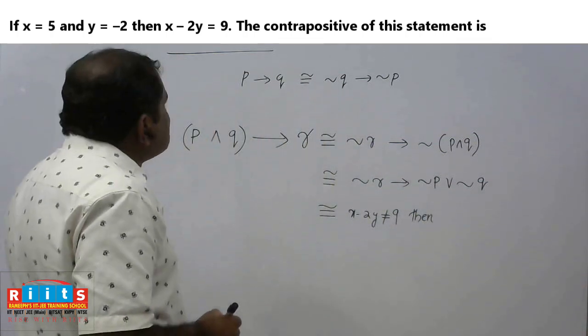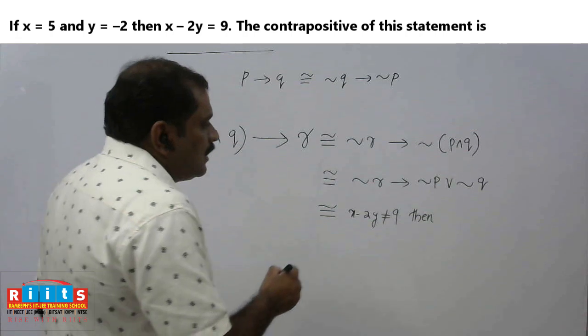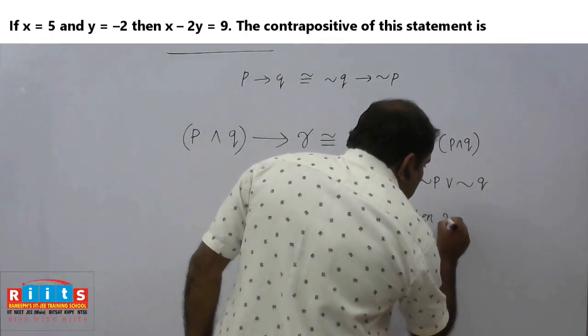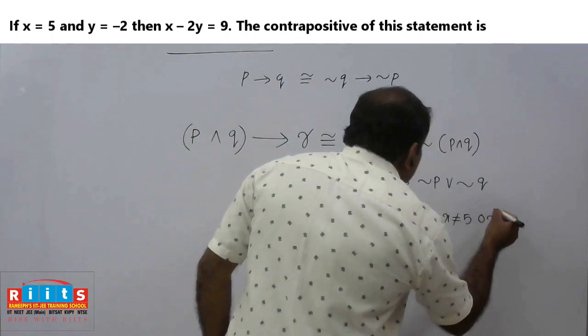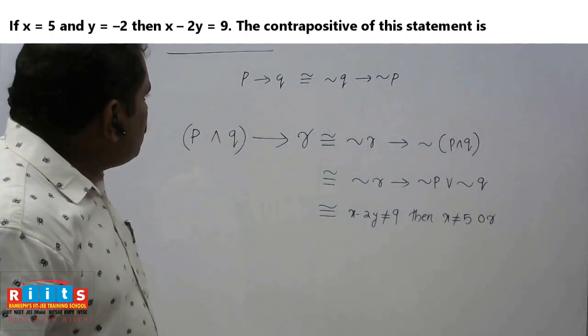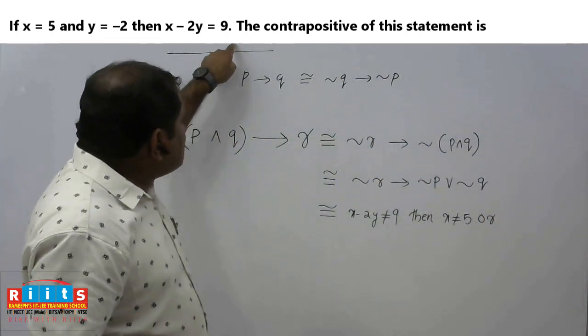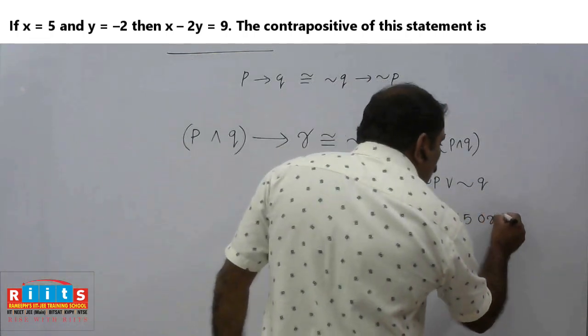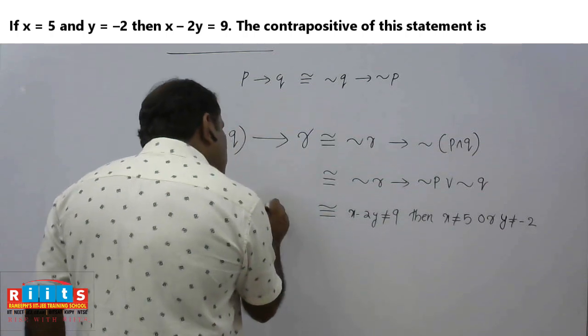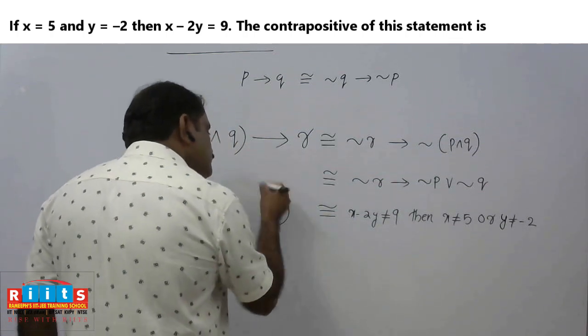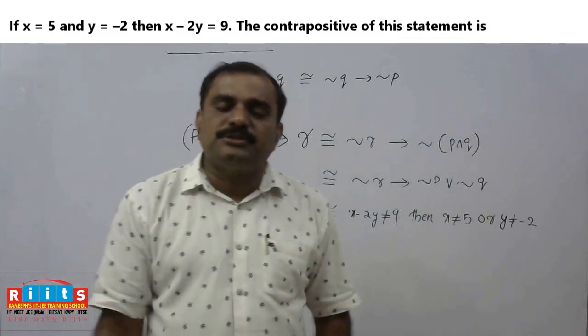Negation P: P is x equal to 5. What is the negation of x equal to 5? x not equal to 5, or negation Q: Q is y is equal to minus 2. What is the negation of y is equal to minus 2? y not equal to minus 2. So the right option is the third option.